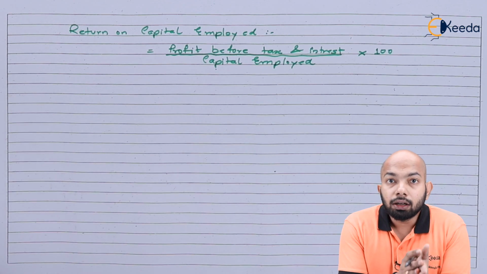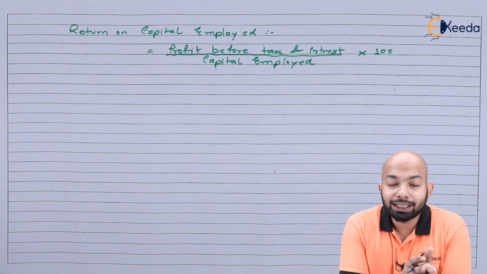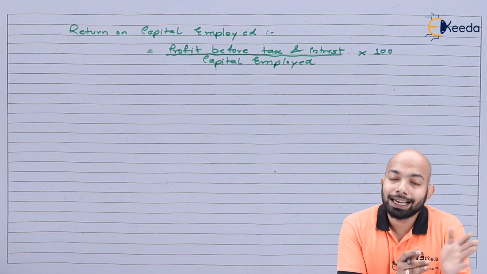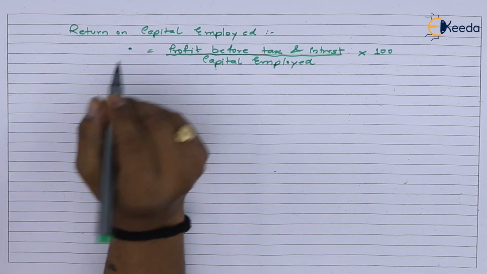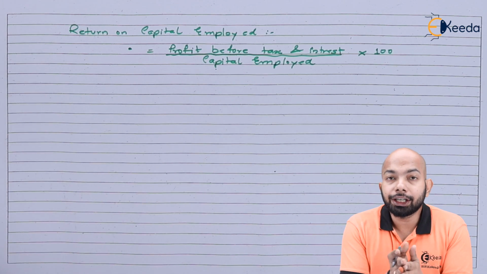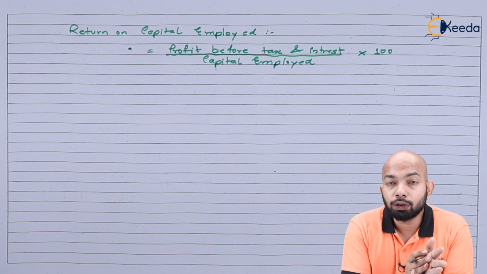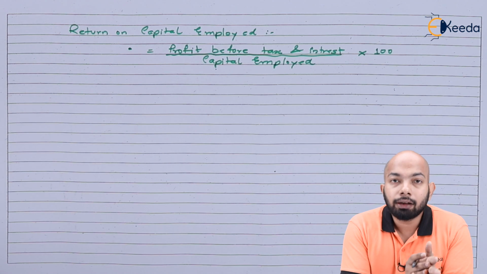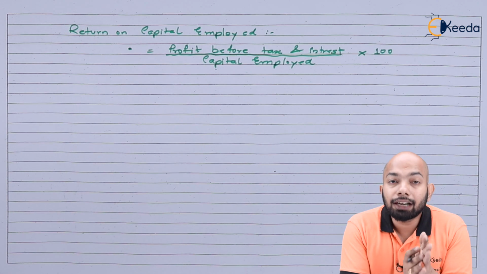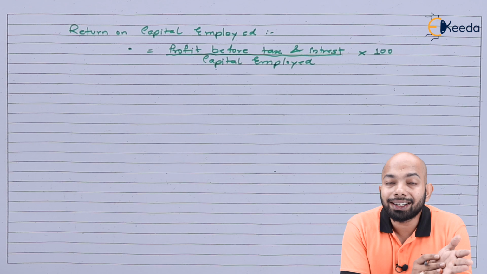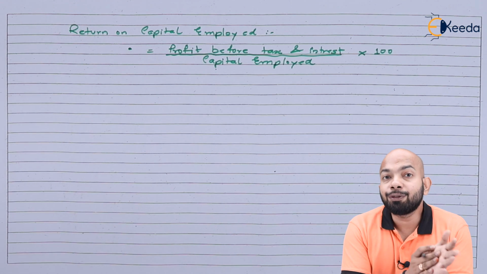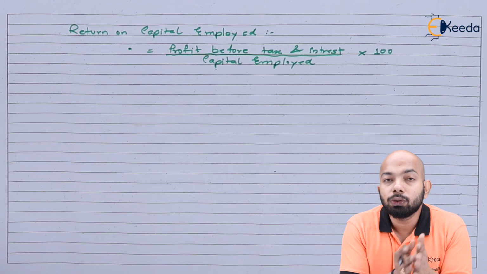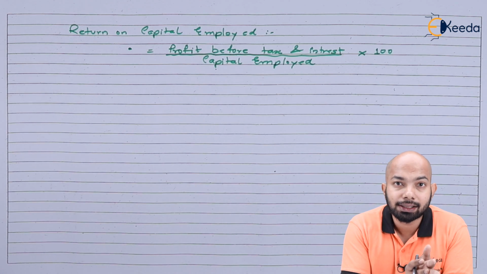So the formula for the next ratio, return on capital employed, is profit before interest and tax upon capital employed into 100. Capital employed is something that we already understand. The next thing we have to figure out is the profit before interest and tax. Profit before tax is already known. We have to add the interest part to it. That will get you the total profit before interest and tax here.